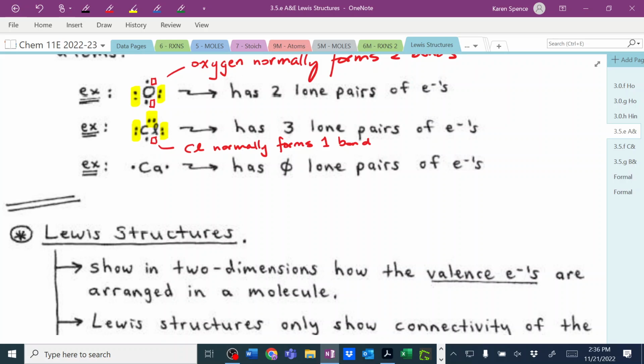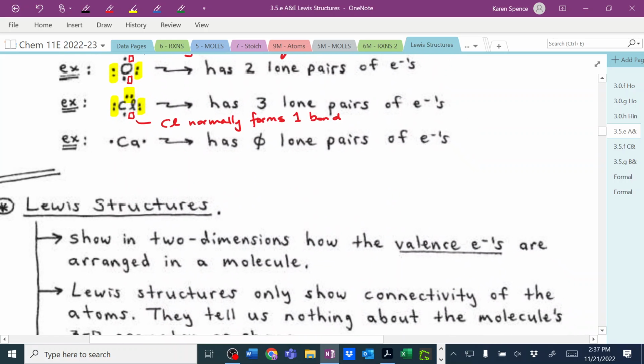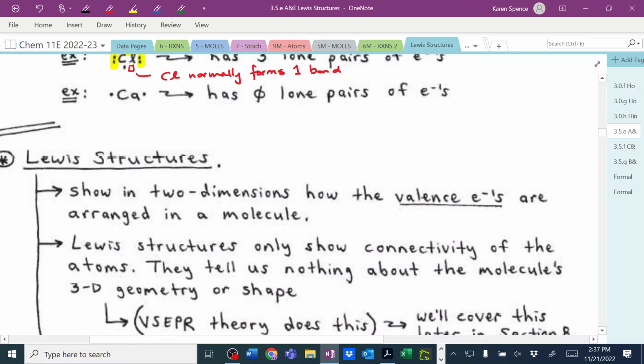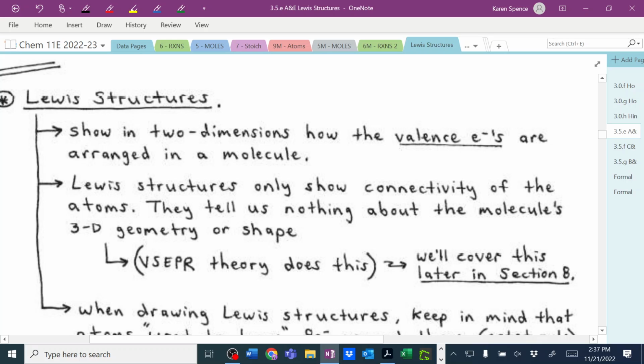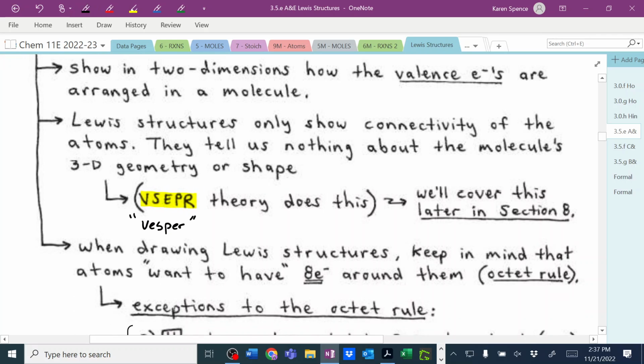So Lewis structures are showing in 2 dimensions how the valence electrons are arranged in a molecule. We will go from 2 dimensions into 3 dimensions, but not yet. Lewis structures only show the connectivity of the atoms. They do not tell you anything about the 3D structure. We will eventually get to VSEPR theory, which stands for valence shell electron pair repulsion. But like I said, we'll cover that later. Not in section 8. I just stole these notes.